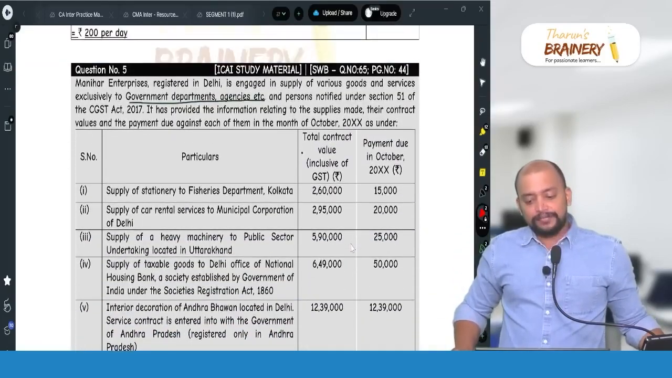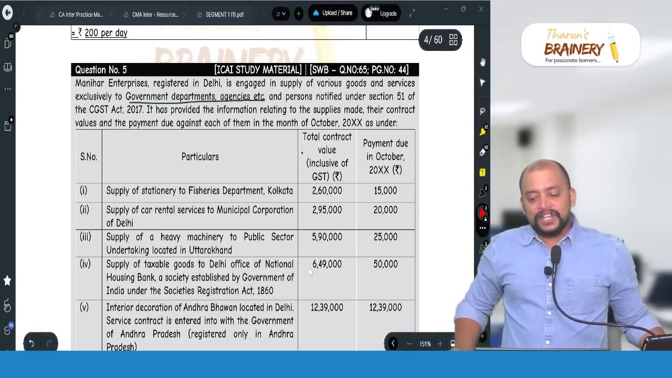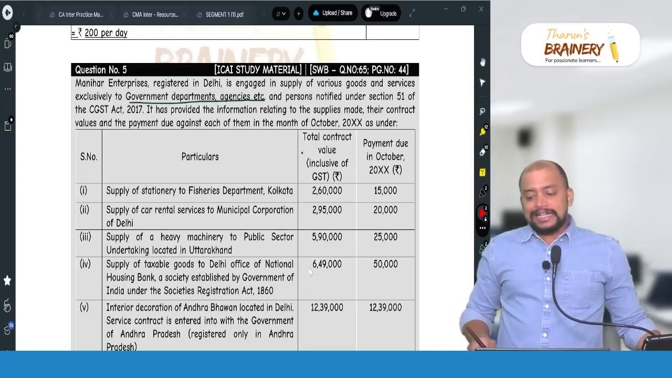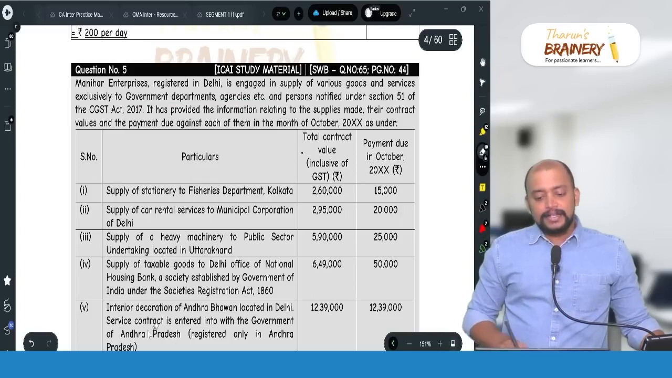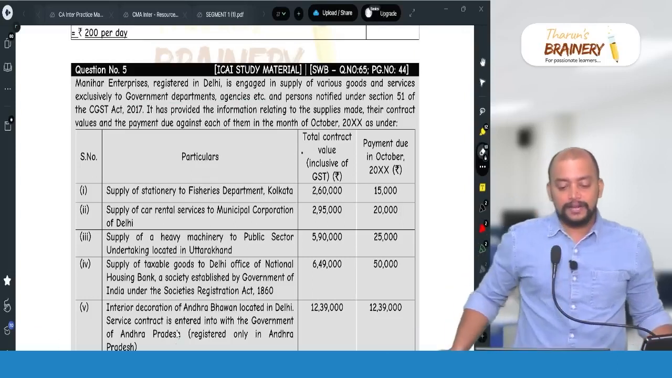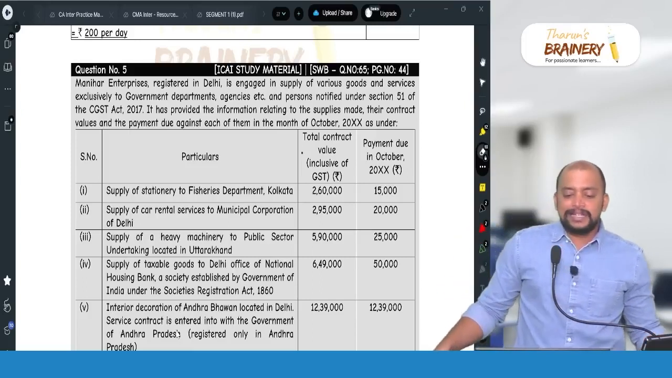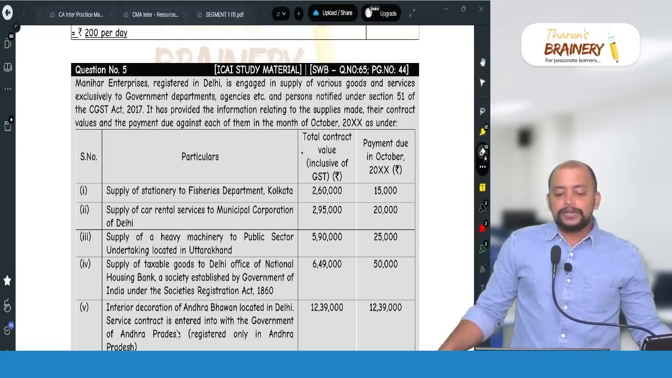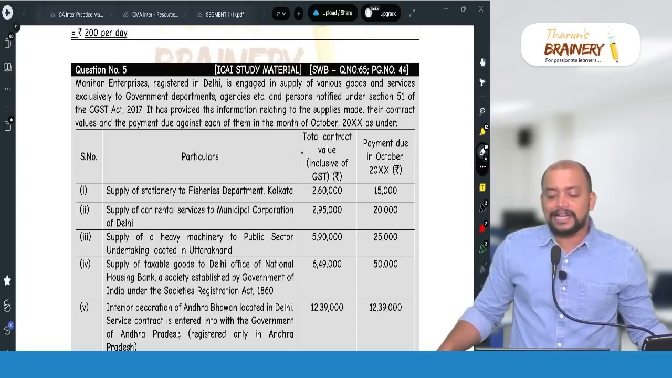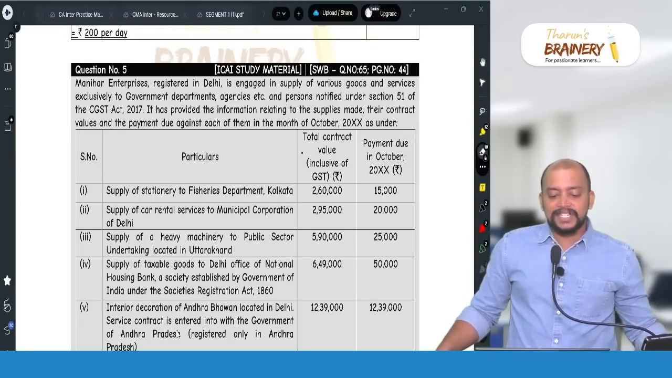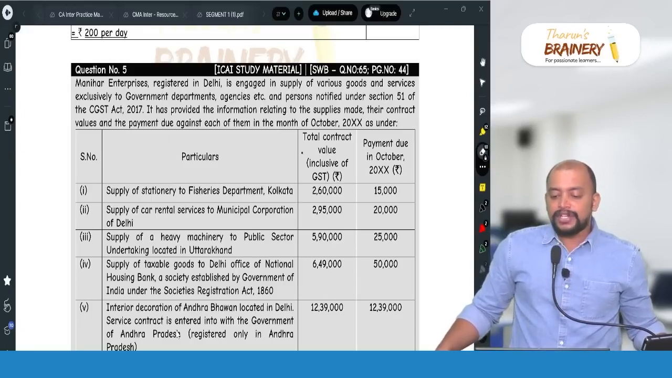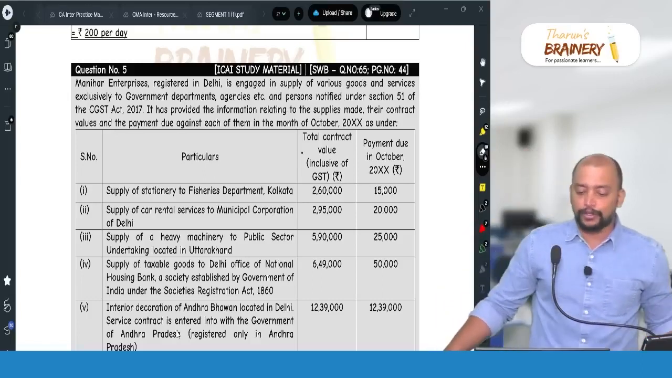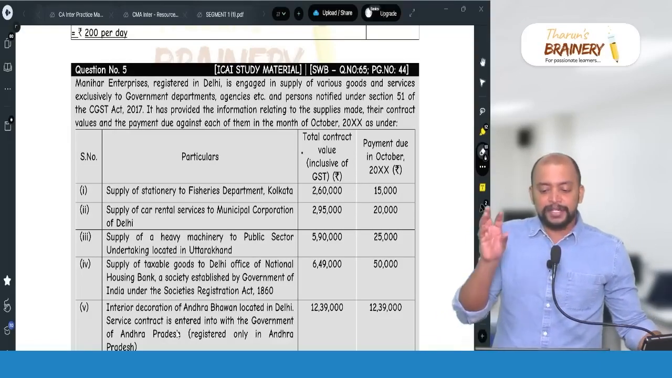Then, question number 5. Question number 5 is on page number 44. This question is related to TDS. Manihar Enterprises, registered in Delhi, is engaged in supply of various goods and services exclusively to government departments, agencies, etc., and persons notified under section 51 of the CGST Act. It has provided the information relating to supplies made, their contract values, and the payment due against each of them in the month of October. So, they have given some data for the month of October.